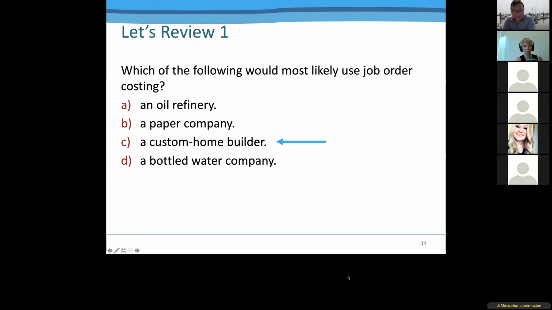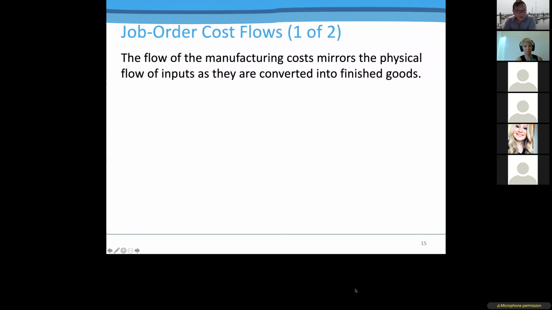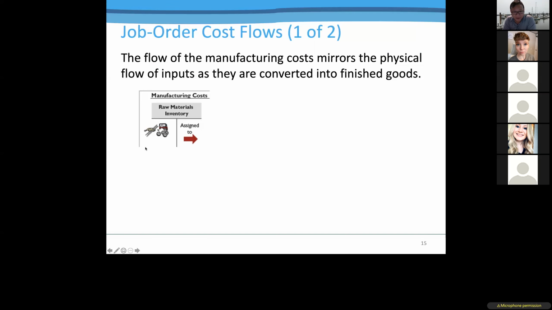Okay, good. So next one, the flow of the manufacturing cost mirrors the physical flow of inputs as they were converted into finished goods. So this is what we're talking about, right? So physical flows, right? Think about that.